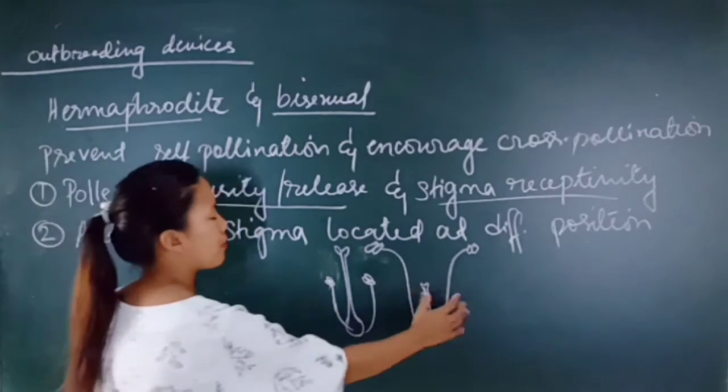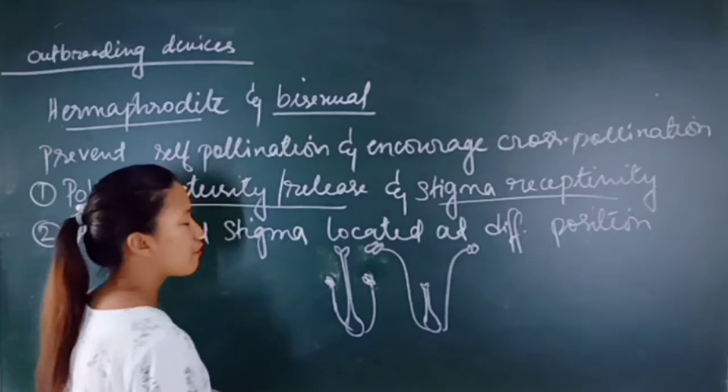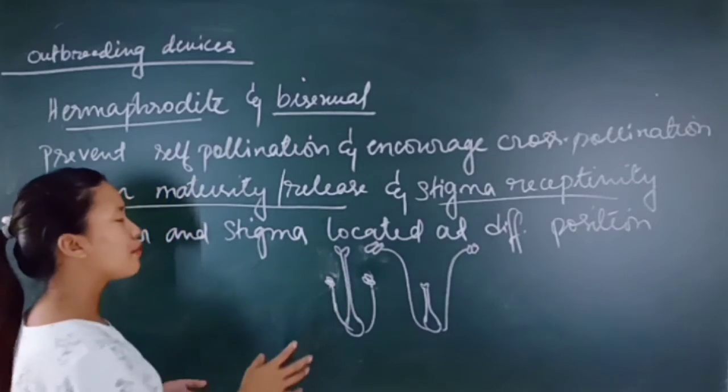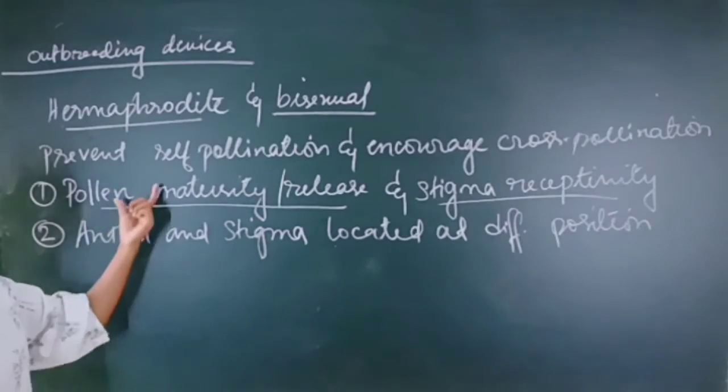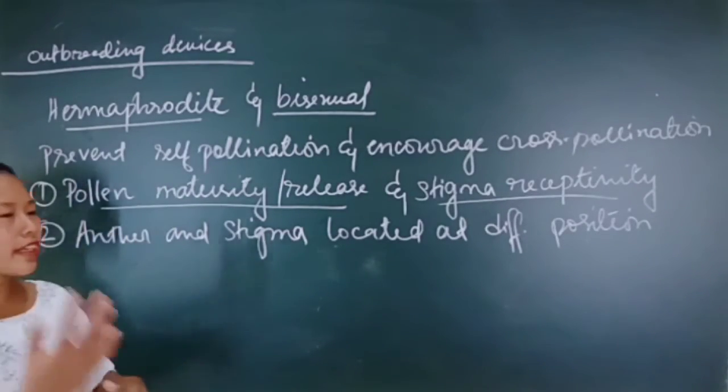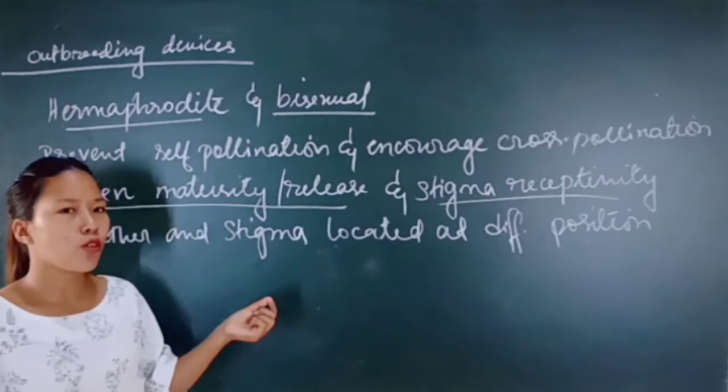So these are some adaptations. They are located at different positions, so this will help them to prevent self-pollination. Both these two processes can prevent self-pollination or autogamy.